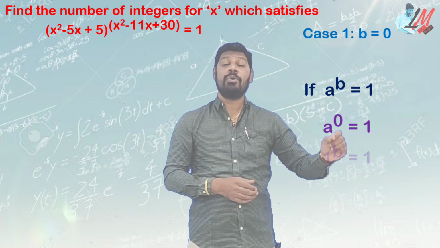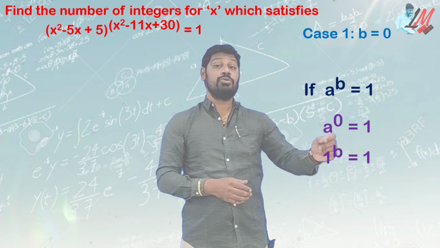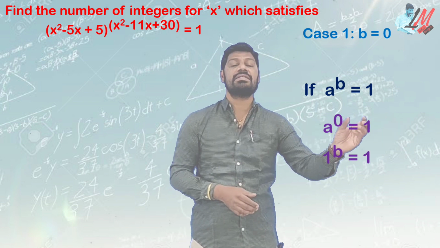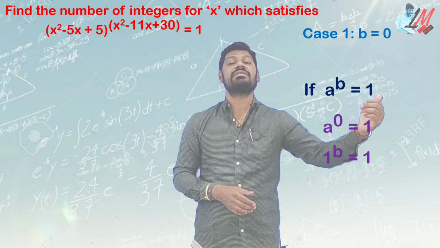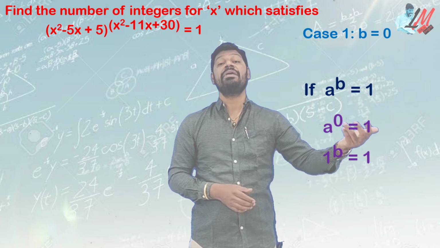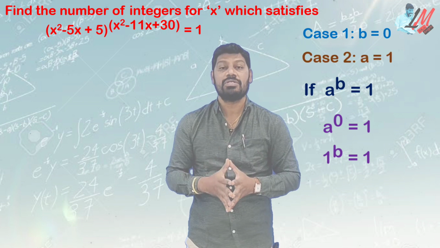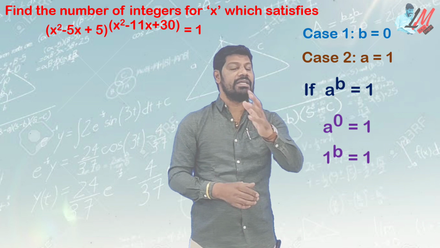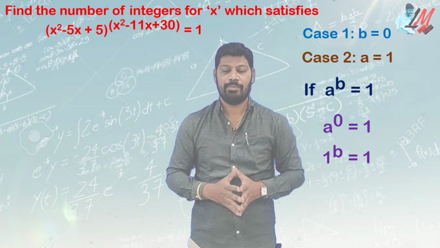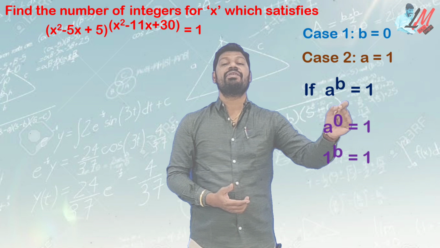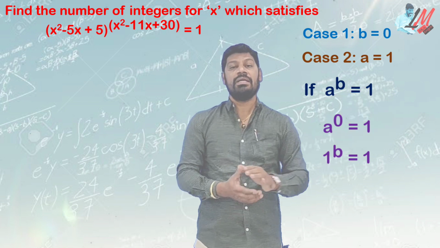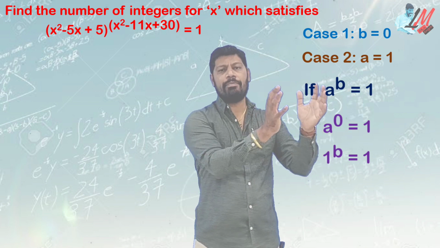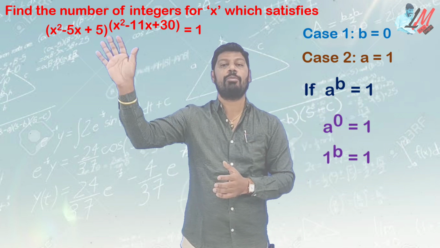And 1 to the power of any defined value is always equal to 1. So in that case, if a power b is equal to 1, a may be equal to 1. Either b equal to 0 or a equal to 1. There is one more possibility. We'll discuss that third possibility at the end of the problem. Just have a look here. If a power b is equal to 1, either b equal to 0 or a equal to 1. So we apply the same thing in this particular problem also.